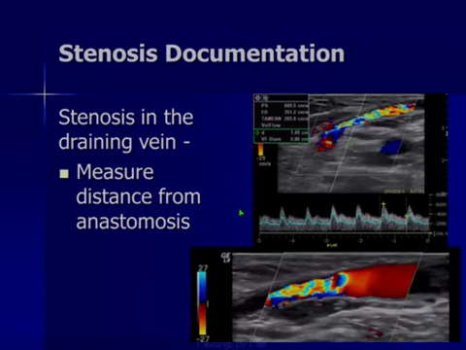If we do see a stenosis, we can see in this image here, the vein's fairly fat and narrows down over here, and our velocities go pretty high, about 600. And here's a close-up of the vein where you can see the tapering. It may be helpful for the physicians you're working with to mark where that stenotic area is and measure the distance if it's close to the anastomosis.